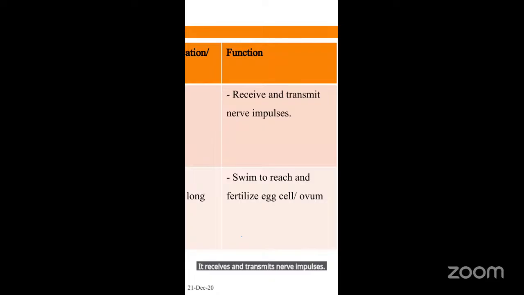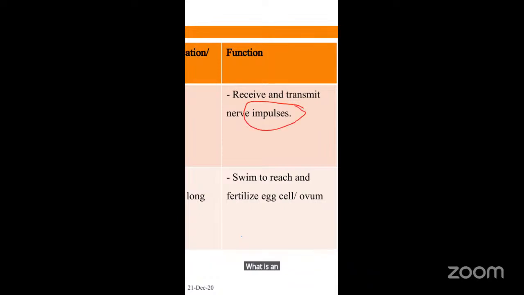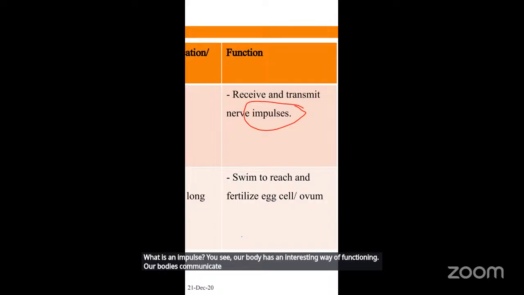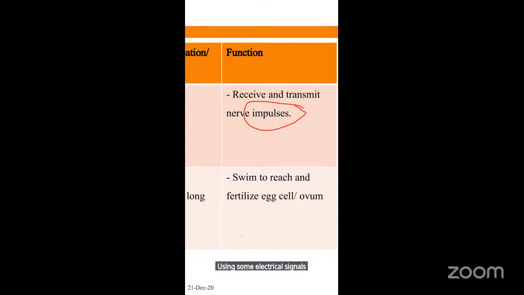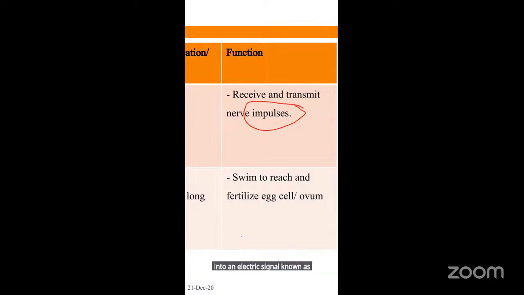I'm sure you've heard of the word nerve before, but there's this word here which is an impulse. What is an impulse? Our body has an interesting way of functioning. Parts of our bodies communicate using electrical signals known as impulses. For example, if you touched a hot object, your body is going to interpret that extreme change in temperature into an impulse. It will convert that heat into an electric signal known as an impulse. That impulse will be conducted across the body.